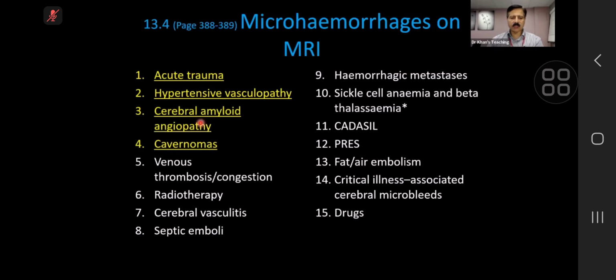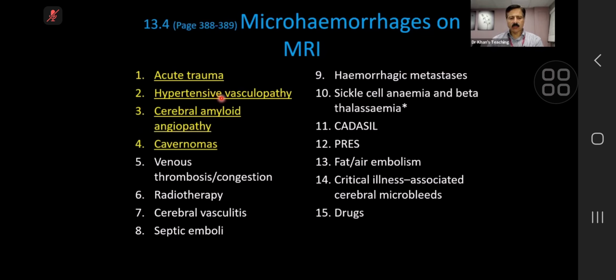Hypertensive encephalopathy also can cause this. Of course, the clinical picture will be different. And usually in cerebral amyloid angiopathy, the microhemorrhages are more peripheral, subcortical. Here, they are more central, in the basal ganglia, thalami, and things like that.